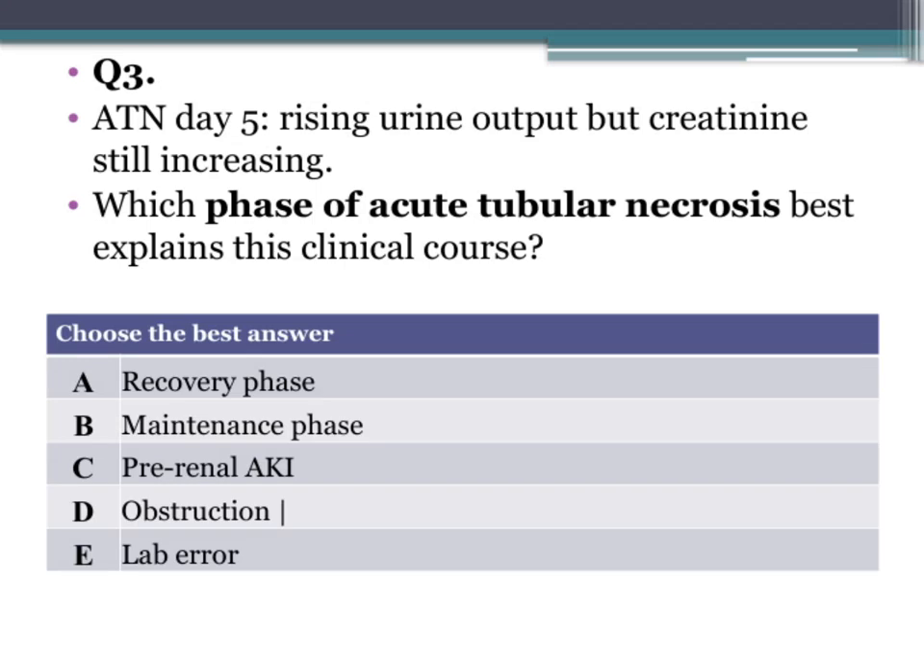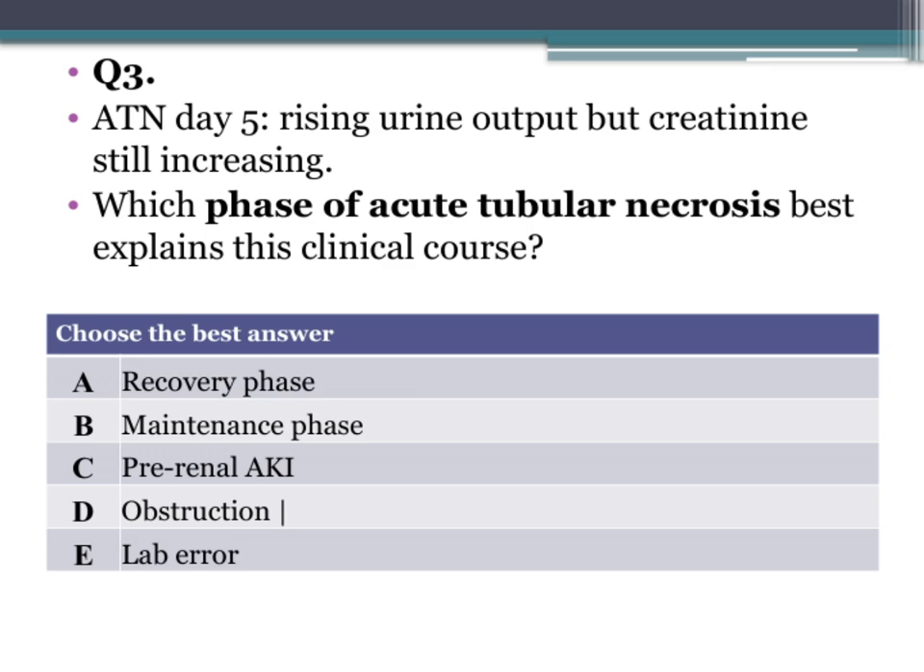All right, let's take a closer look at this question. We're asked to identify the phase of acute tubular necrosis, or ATN, that best explains a clinical scenario where, on day 5, there's a rising urine output, but the serum creatinine is still increasing. Now, this is a classic pattern we see in the progression of ATN.